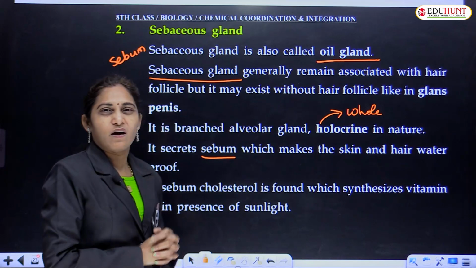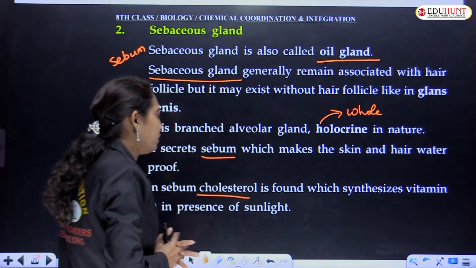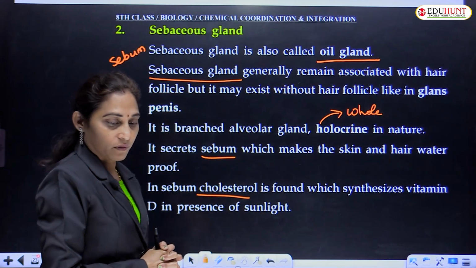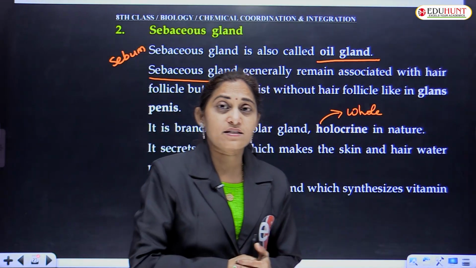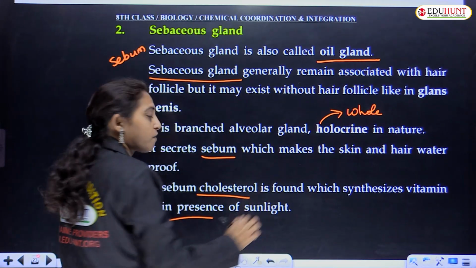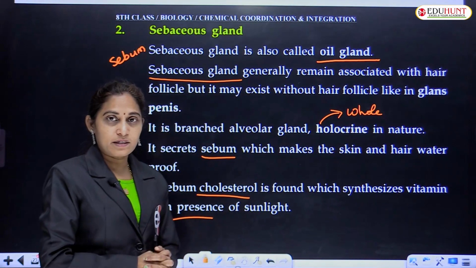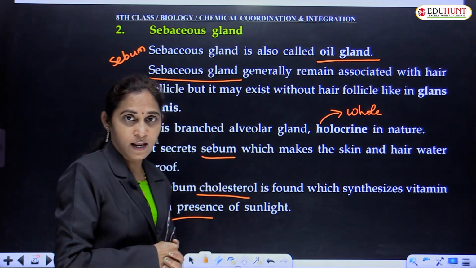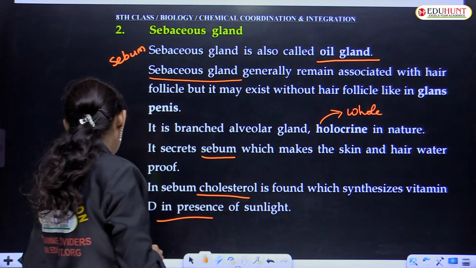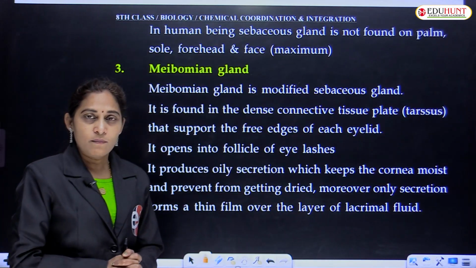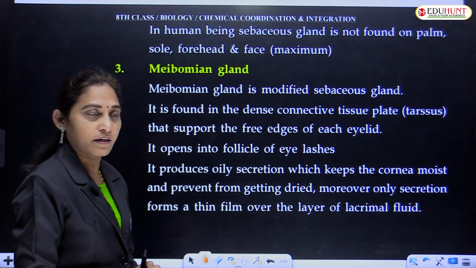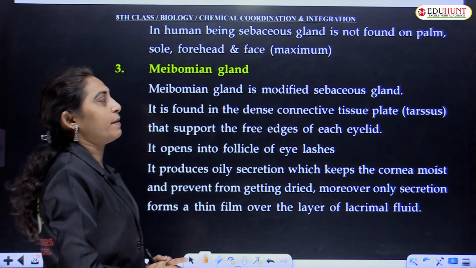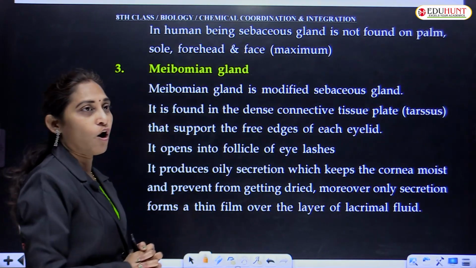In sebum, oils antene cholesterol. Sebum is a cholesterol. It is found in the sebum secreted by the sebaceous gland, and in presence of sunlight, it synthesizes vitamin D. Even vitamin D is also chemically a cholesterol in nature. Calciferol. In human, sebaceous gland is not found on palms.